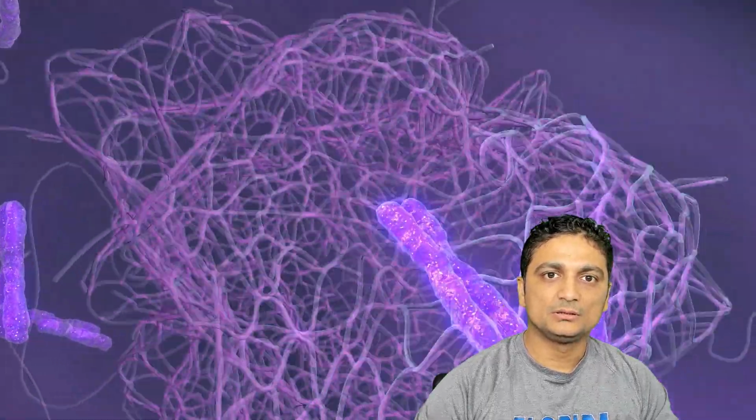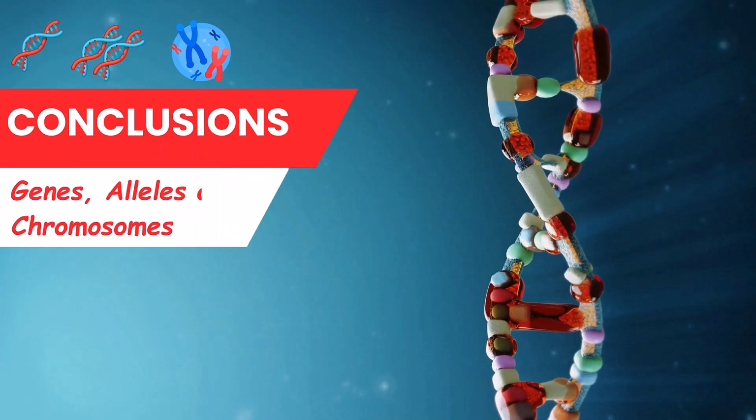Therefore, chromosomes are thread-like structures that consist of nucleic acid and proteins, and they are present in the nucleus of the cell, and they pass the hereditary information from one generation to the other generation in the form of genes. Today we learned about genes, alleles and chromosomes.